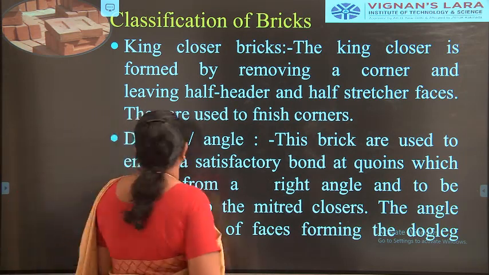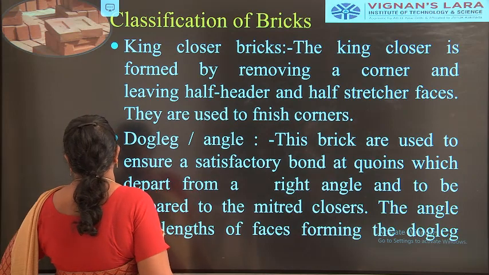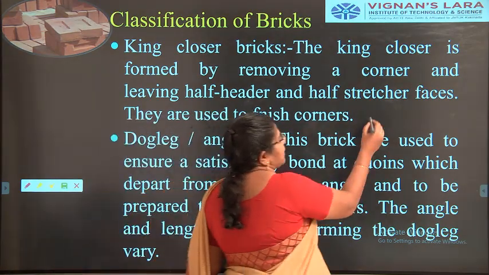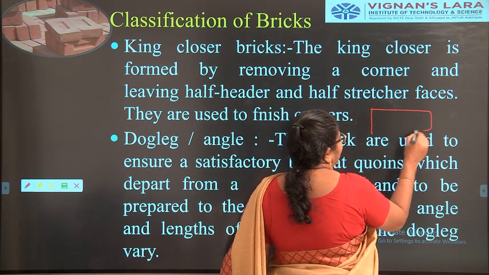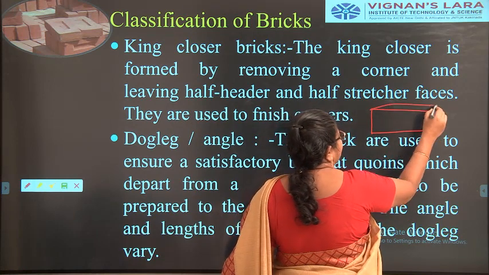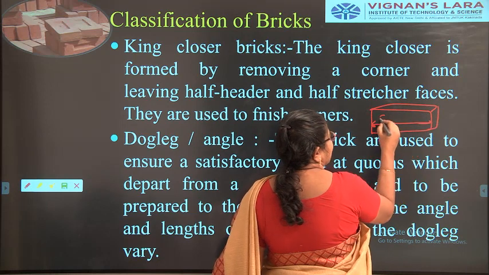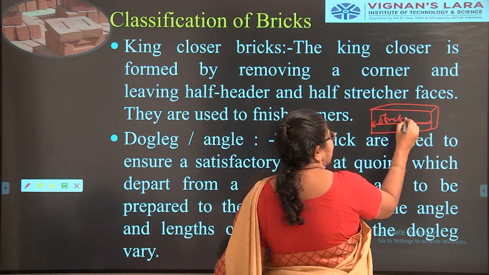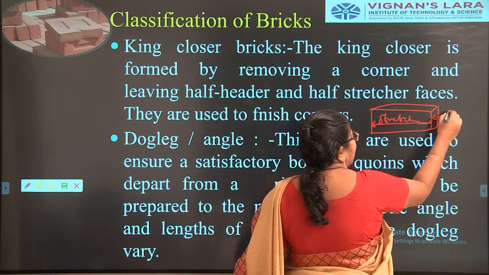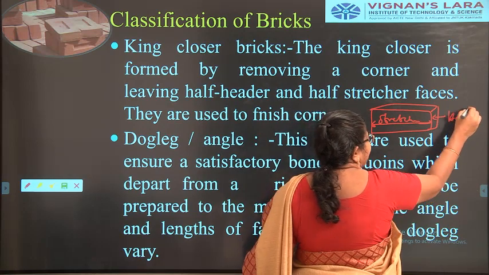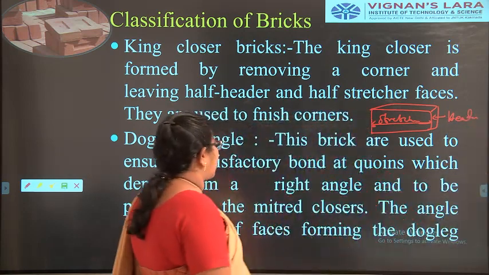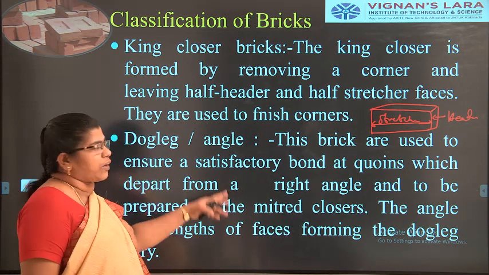surface. What is header and stretcher? Now I want to tell you here. If this is a brick, this we call a stretcher. This side we call a header. Okay, header and stretcher. The next one is a dog leg angle.